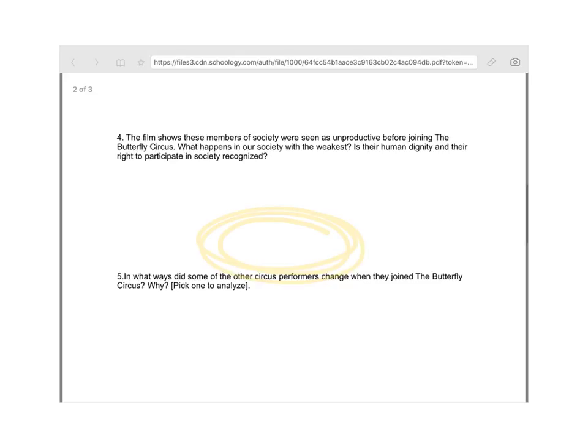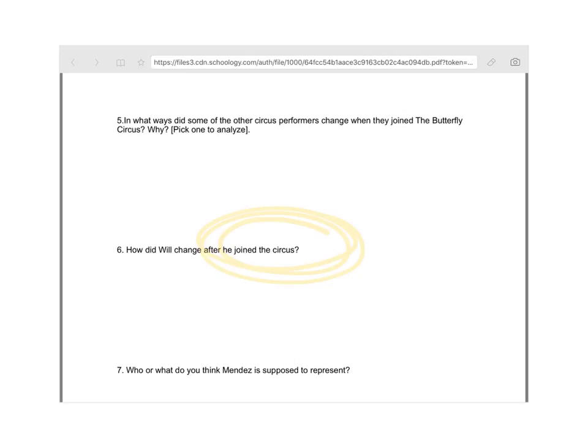The film shows these members of society were seen as unproductive before they joined the Butterfly Circus. What happens in our society with the weakest? Is their human dignity and right to participate recognized? In what ways did some of the other circus performers change when they joined the Butterfly Circus? Please pick just one besides Will to analyze. How did Will change? And again, be very specific. People lose points where they're vague. Who or what do you think Mendez is supposed to represent?